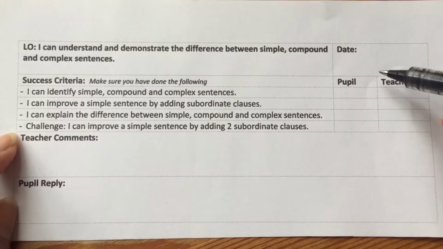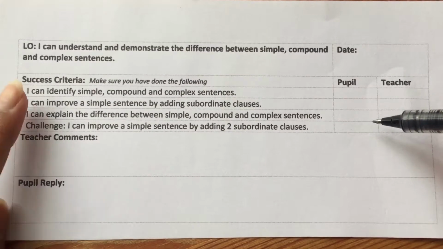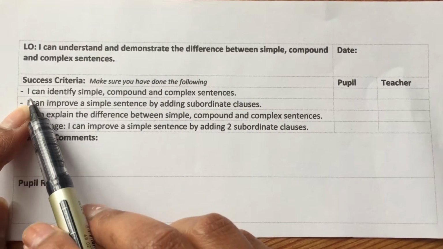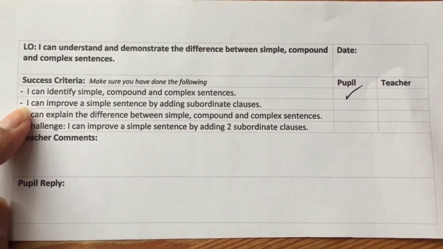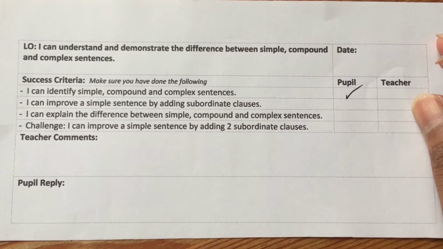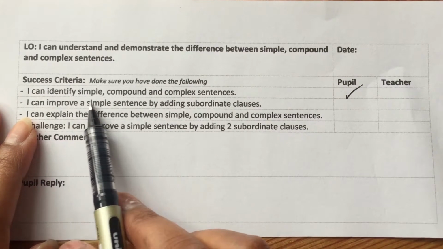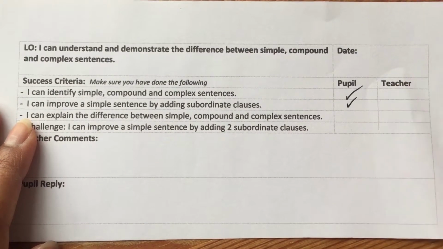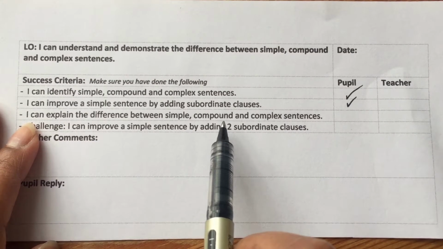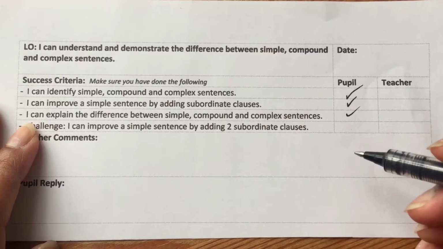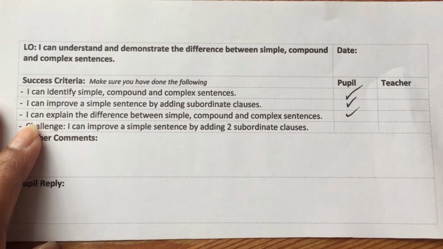And then in this part here, you've got a pupil section, and this is the bit that the children tick off. So in this example, if they feel that they can identify simple, compound and complex sentences, then they just tick that off. And sometimes the children aren't aware. So let's say, for example here, they've improved sentences by adding subordinate clauses. Let's say they've done that really well, but they've not really done this bit really well. And let's say they tick that off, right? Because sometimes children don't always self-evaluate themselves correctly.